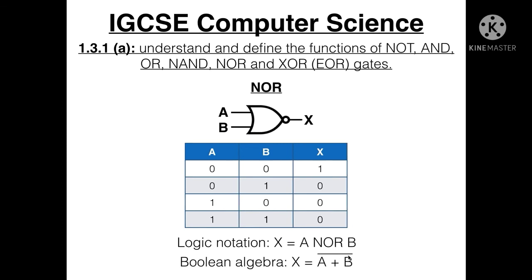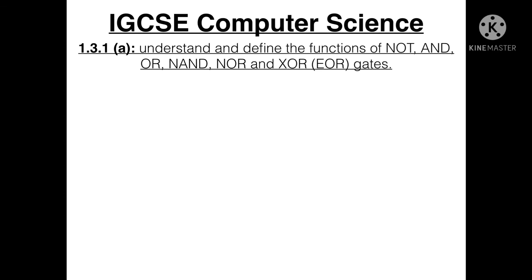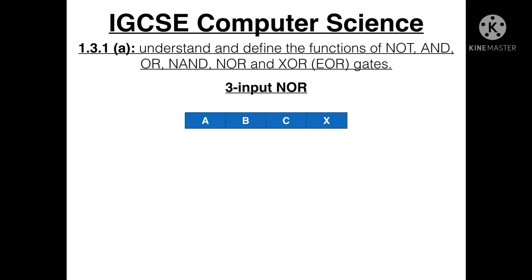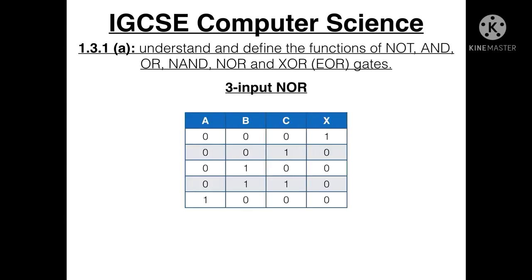And same thing with the bar up here. It's knotted. So the entire statement here is knotted. So 3-input NOR would look something like this.